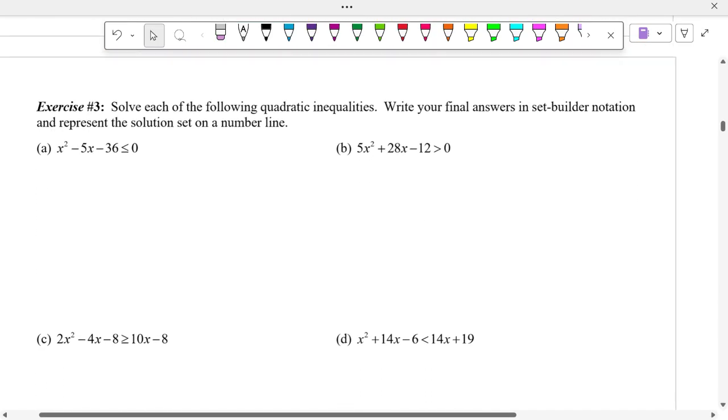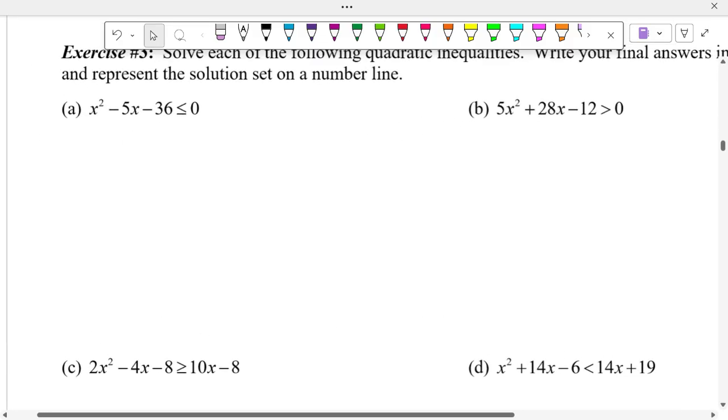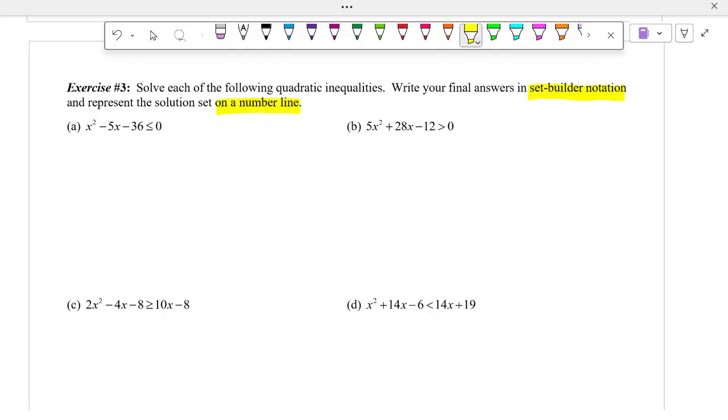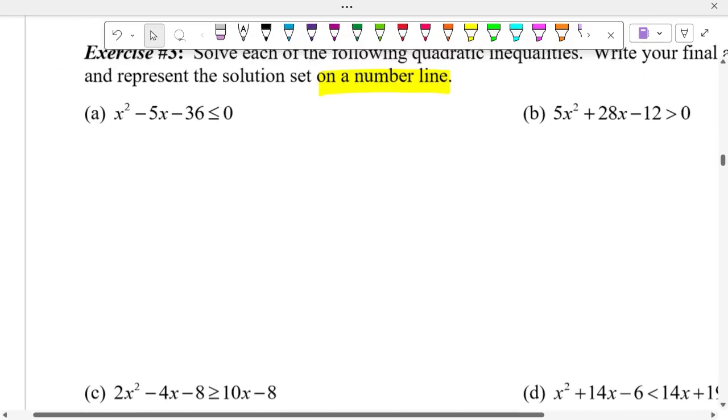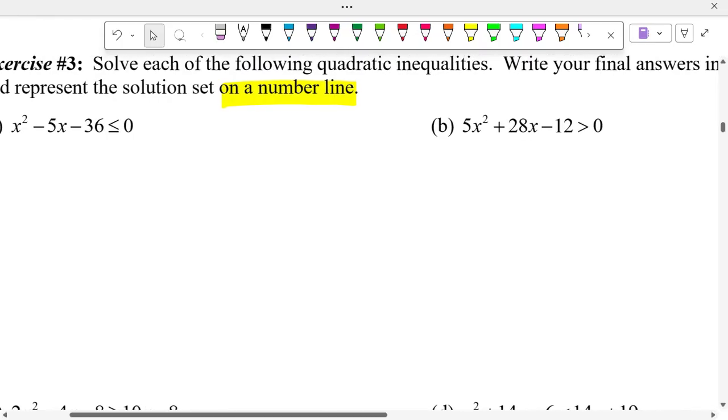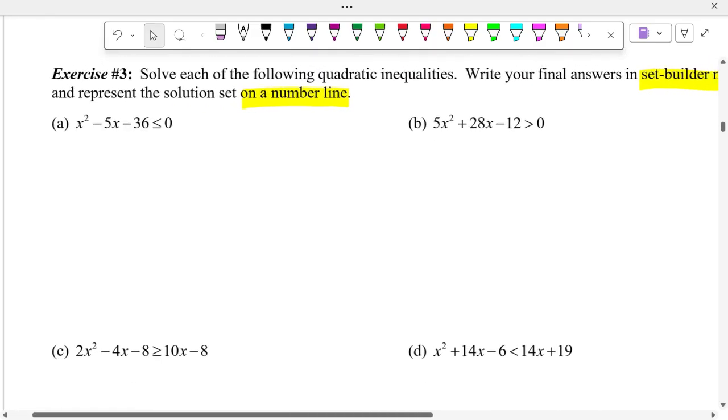All right, so let's look at letter A on the next page. Now, it wants it in set builder notation as well as on a number line. I want to do set builder, interval, and a number line so we can see all of it. So first things first. Actually, I want to do one that's greater than. So let's look at letter B, actually.